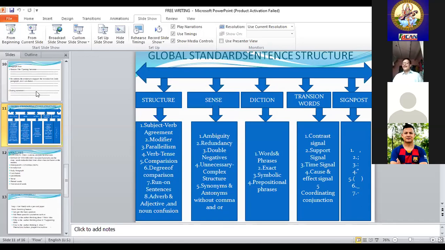And these are the things, ladies and gentlemen. In my next session, if I have time, I will try to elaborate each and everything properly, so that students will be able to get the gist of it. Anyway, today what I would like to tell you is that for every global standard of sentence structure, students have to understand the structure, sense, diction, transition words, and signposts. These are the five components you have to keep in your mind. Okay, next slide, please.